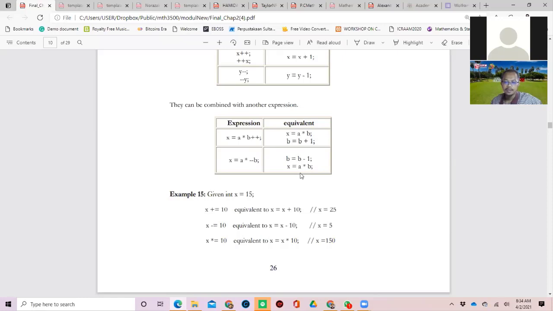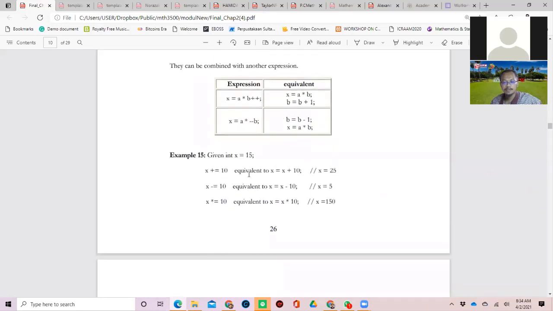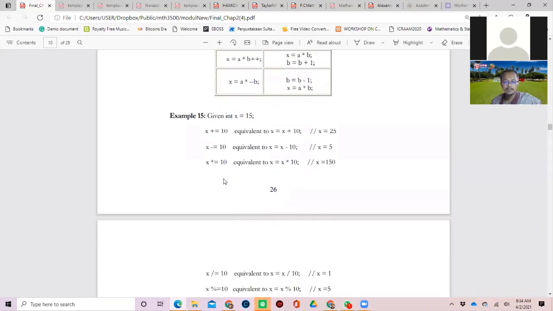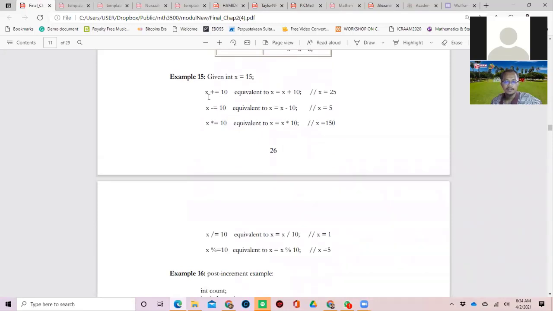Right? So now here in C, this one is another operator in C. We leave the one first, later we will discuss again. So in C we have the operators like this one: plus equal, minus equal, times equal. What is the meaning in C here? So x plus equal to 10 is equivalent to x equal x plus 10.